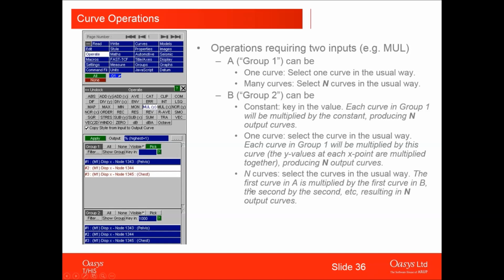Or it could be n curves, right? So, which is the same number as the input. So we could have these two curves multiplied by these two curves, in which case it will multiply the first curve selected in group 1 by the first curve in group 2, and then you'll get an output. Then separately, it will multiply the second curve in group 1 by the second curve in group 2, and you will get another output with a different curve. So that's very useful where you have, let's say you have X data and Y data. You want to multiply each of the X data by each of the Y data, and then get your XY data.